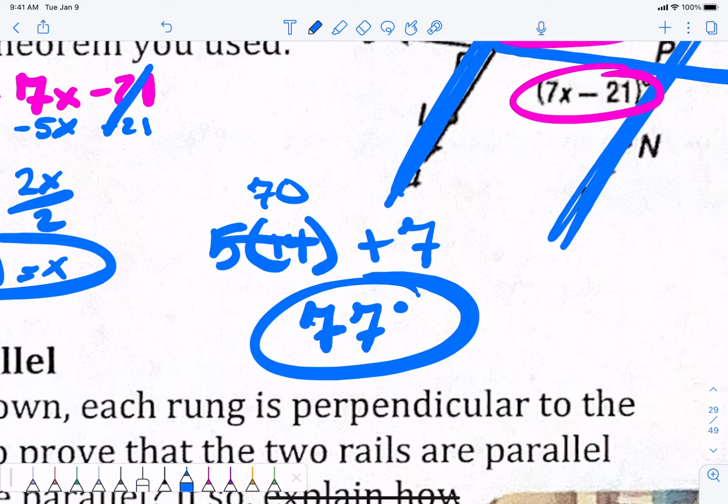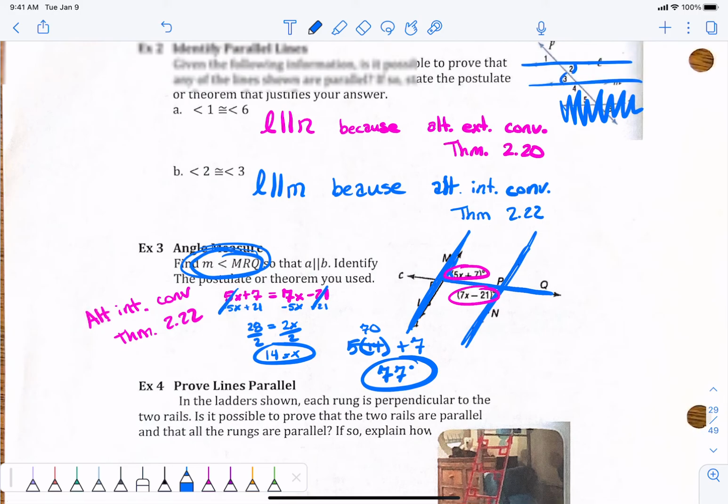Okay, so be careful. Sometimes they will make you plug it back in. Sometimes they just say solve for x. So just pay attention to which one that is.